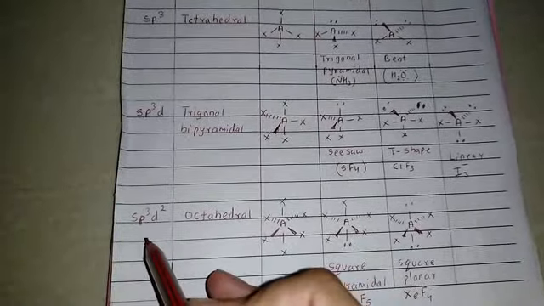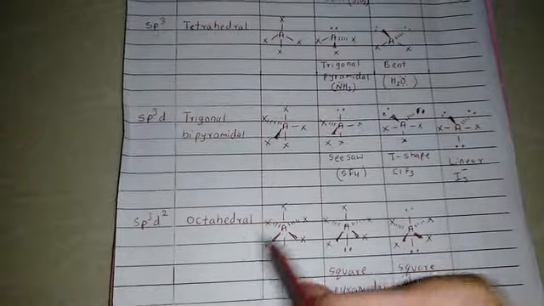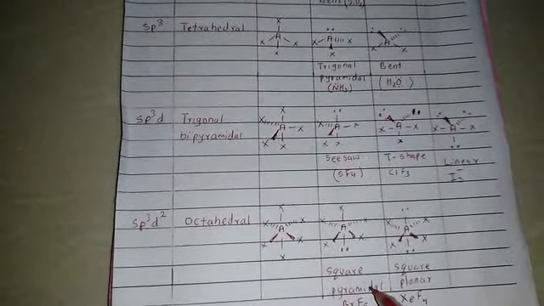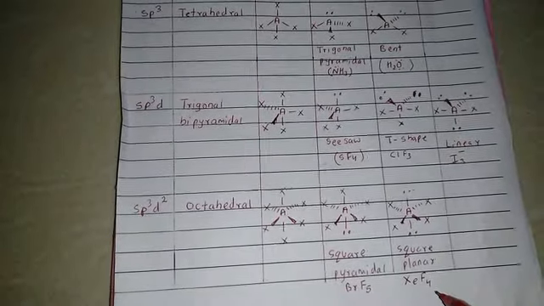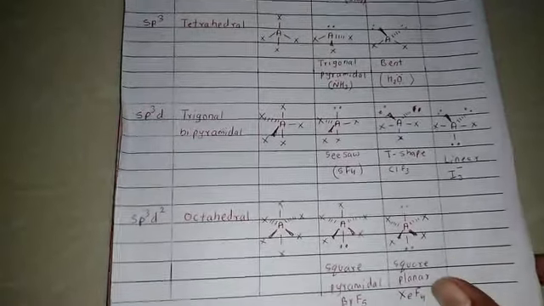The molecule with sp3d2 hybridization, the normal geometry is octahedral, but if it consists of 1 lone pair, it shows square pyramidal geometry. If it consists of 2 lone pairs, it shows square planar. Okay, moving on to the next one.